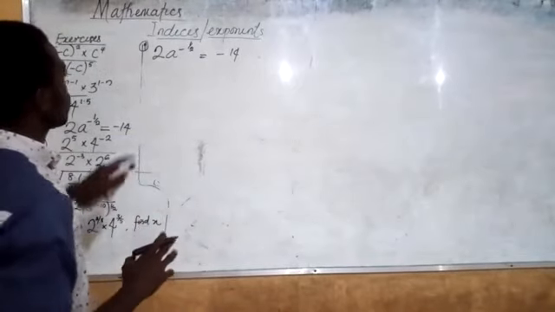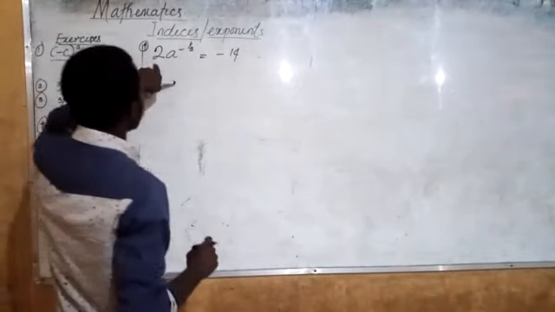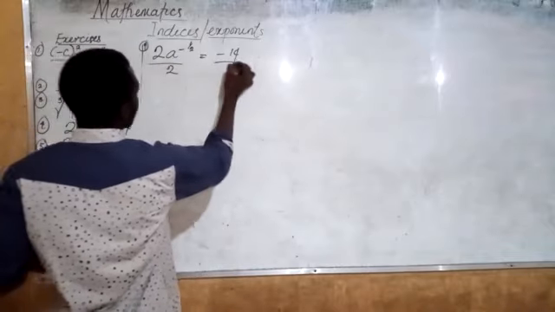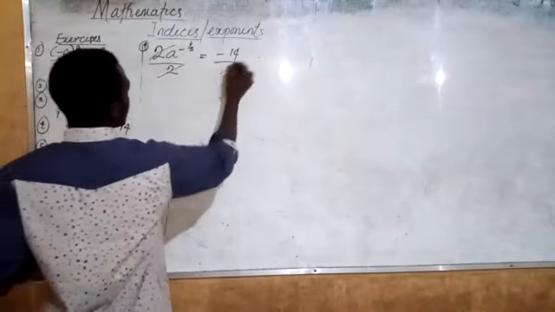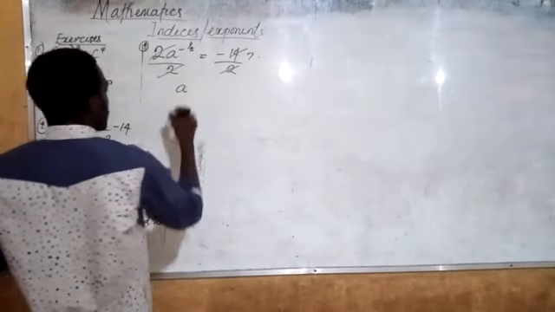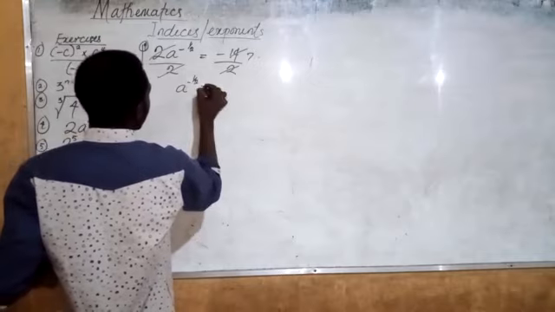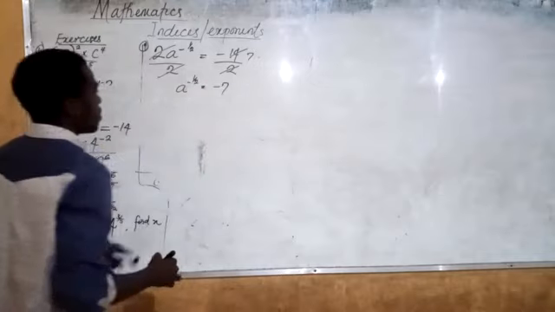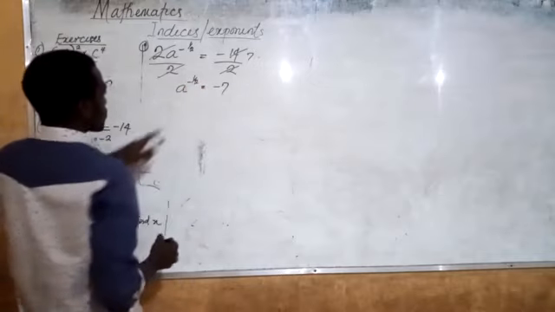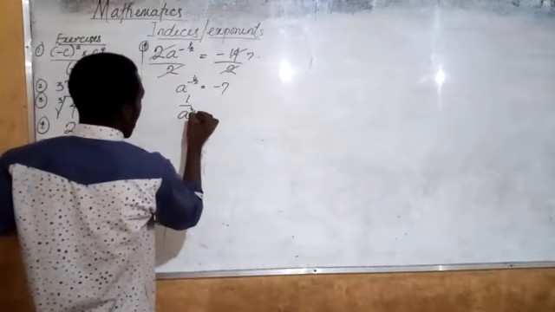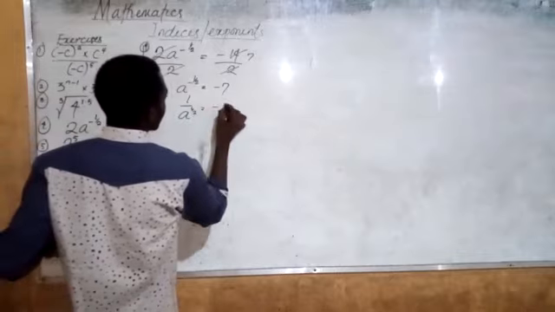The first thing you can do is to divide both sides by 2. If you divide both sides by 2, you're going to have this, and then the other is equal 7. So we have a, which is the unknown, left alone here, equals minus 7. Seeing this, you can transform this. Now this will mean that it is 1 over a raised to the power half equals minus 7.